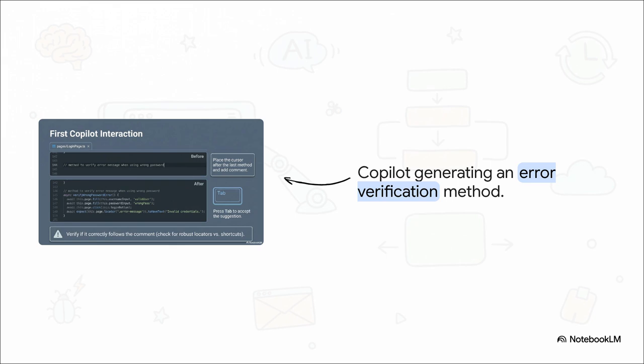But, and this is a big but, here is the senior QA check. You must always review what it generated. Ask yourself, does this perfectly follow the comments, or did the AI take a shortcut with brittle locators? Remember, it's a partnership, not an autopilot.